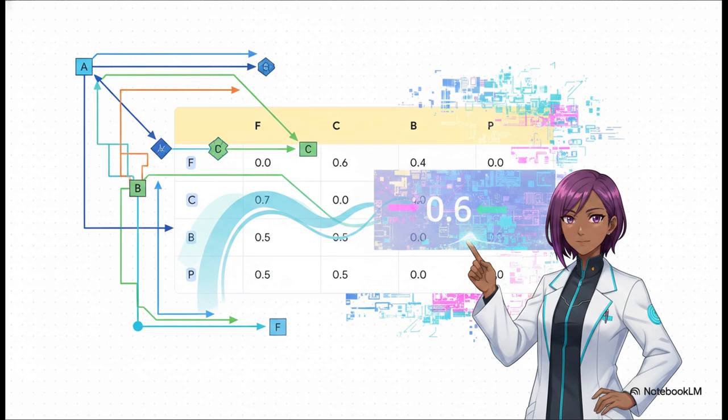Those transition probabilities we just saw get organized into a highly structured stochastic transition matrix. Notice how in row F, we have that exact same 0.6 probability for column C and 0.4 for column B. This matrix right here is the precise mathematical language the algorithm uses to understand the layout of the entire network.